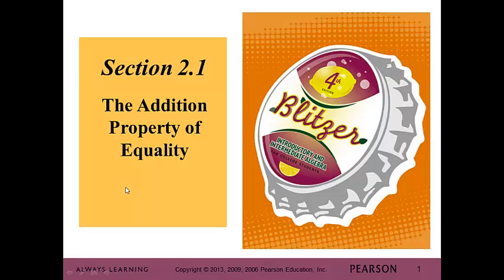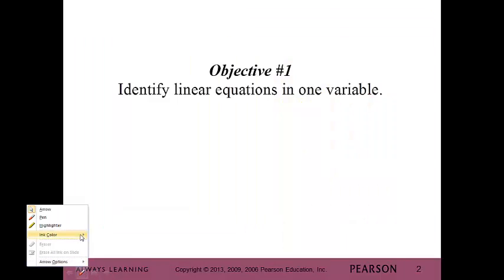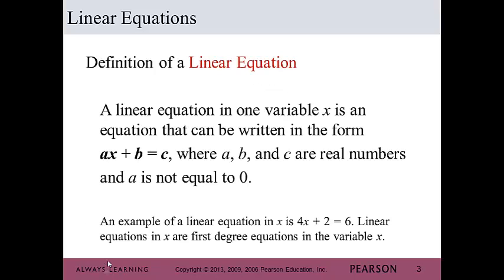Now we are in chapter 2.1 and we're going to be looking at the addition property of equality. Objective 1 is to identify linear equations in one variable. So what is a linear equation?